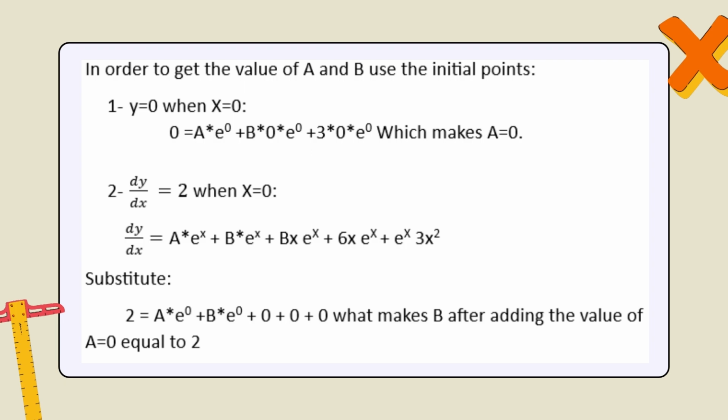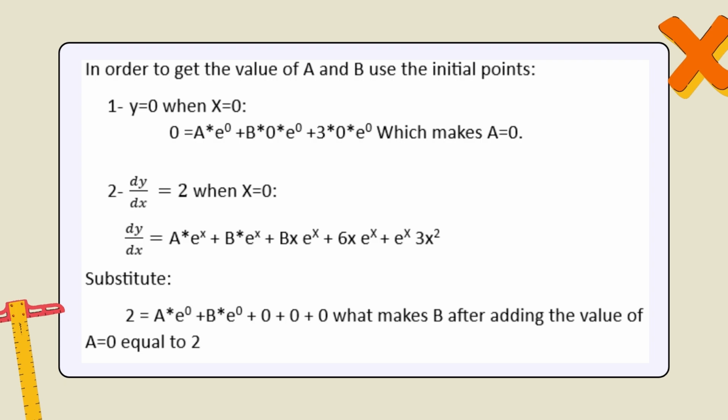And again, after we substitute, we're going to find out that all the terms are equal to 0 except a e^x plus b times e^x, which makes the equation a plus b equal to 2. And from previously, we know that a equals 0. So a plus b equals 2 becomes b plus 0 equals 2. That makes the value of b, after we substitute a, equal to 2.